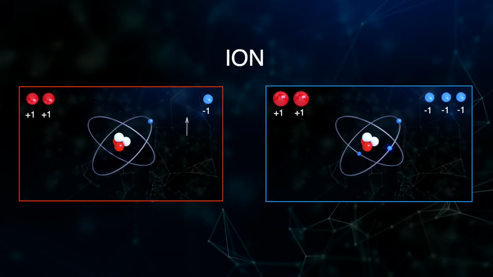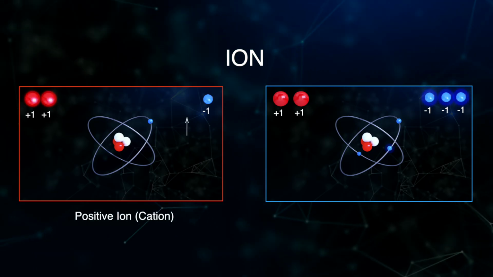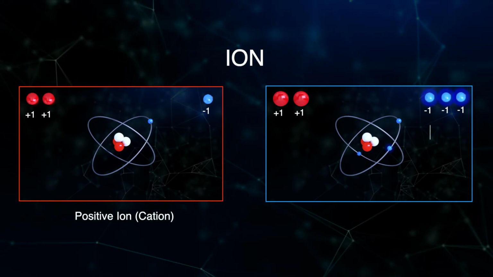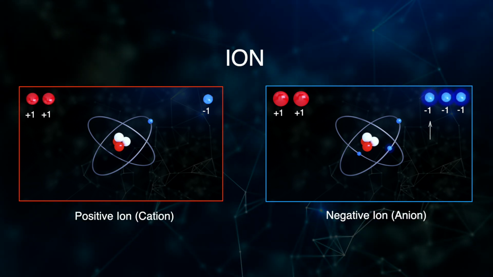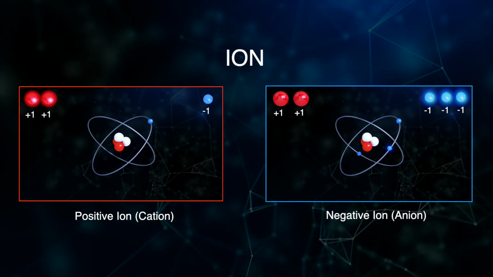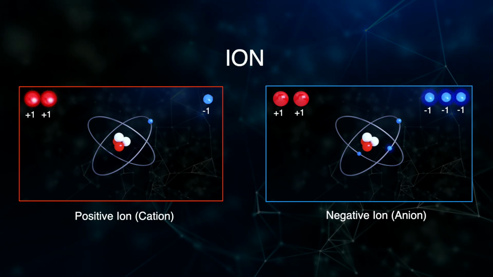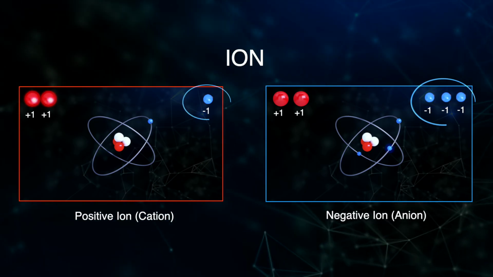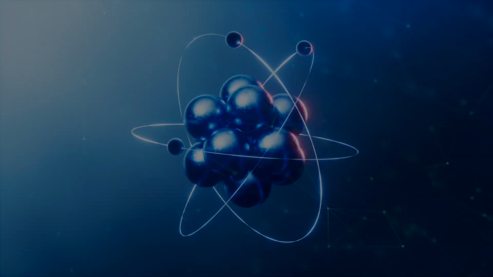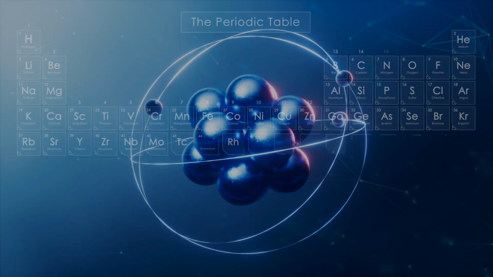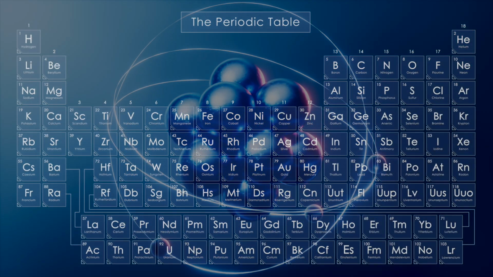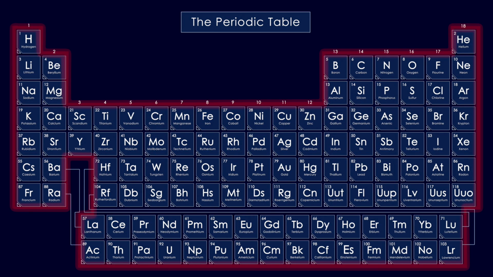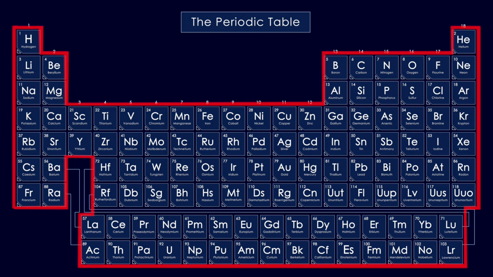If it has lost electrons, it becomes a positive ion or cation. If it has gained electrons, it becomes a negative ion or anion. It's important to understand that the number of protons in the nucleus doesn't change when an ion forms, only the number of electrons. Now let's explore how atoms are organized in the periodic table, and how everything we've learned about protons, electrons, and neutrons fits into this system.